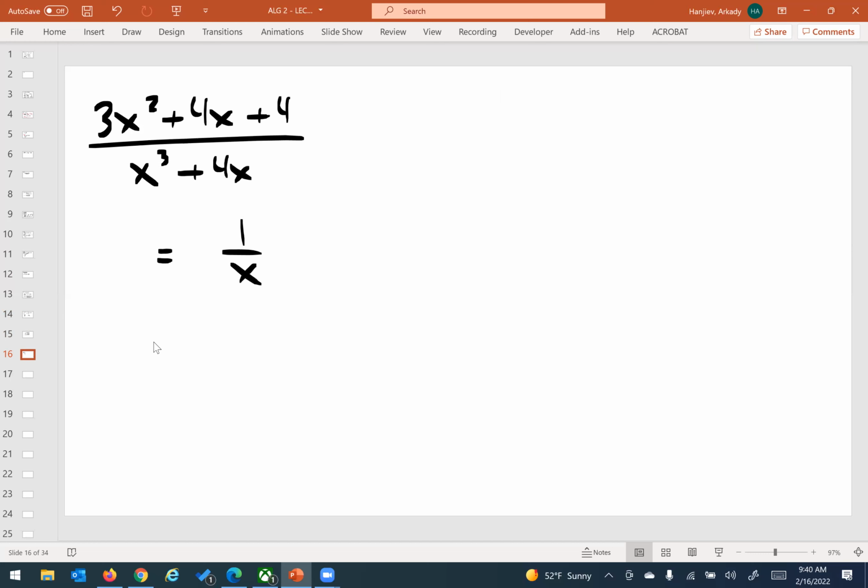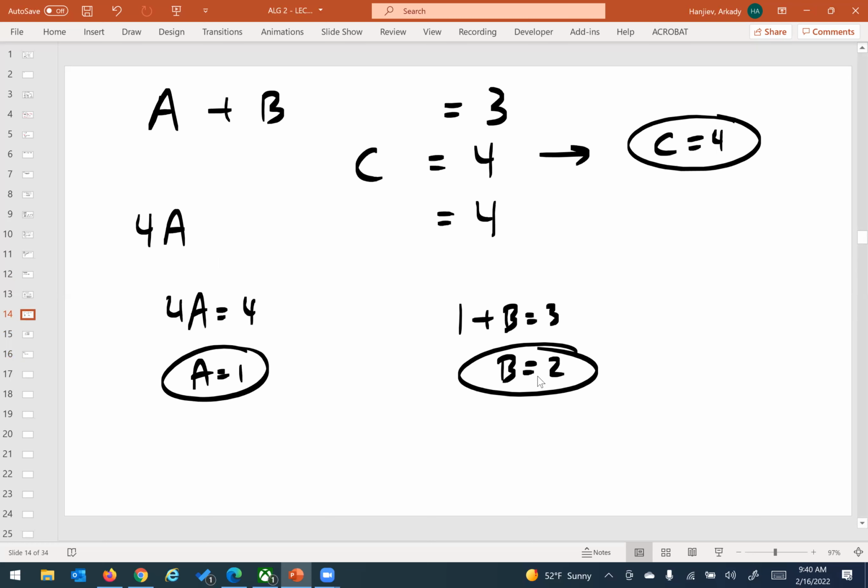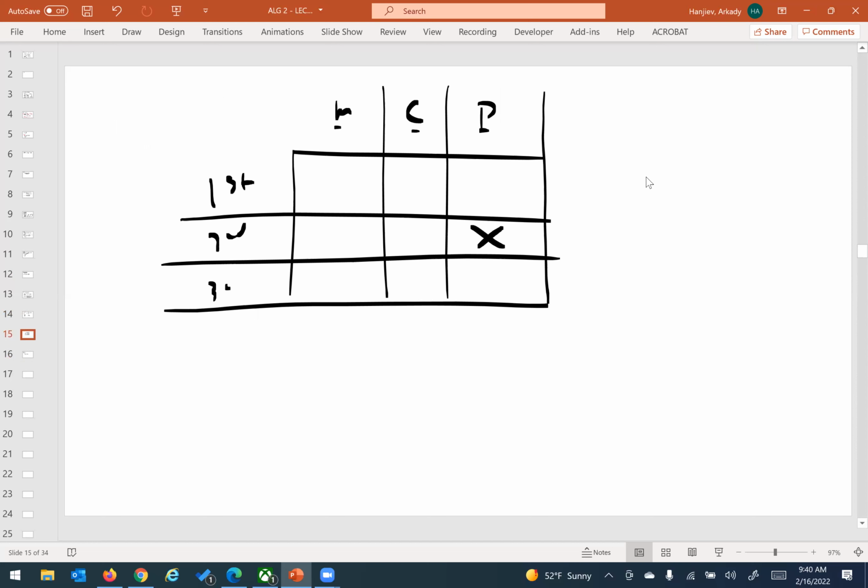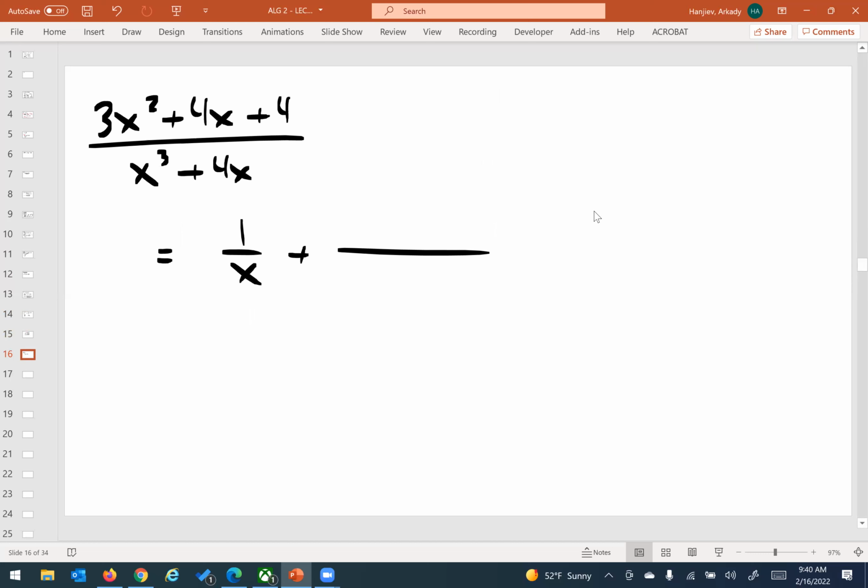So this is 3x squared plus 4x plus 4 over x cubed plus 4x. Okay, how did we decompose this? 1 over x plus 2x plus 4 over x squared plus 4. B was 2 and 4. 2 was B, 4 was C, and that was over x squared plus 4. So there's my fraction decomposed.